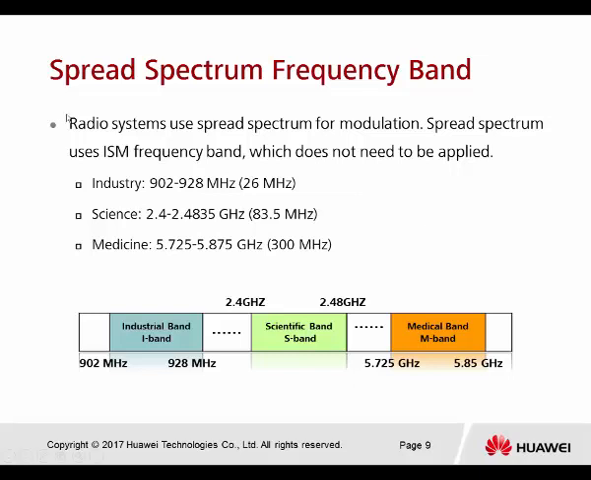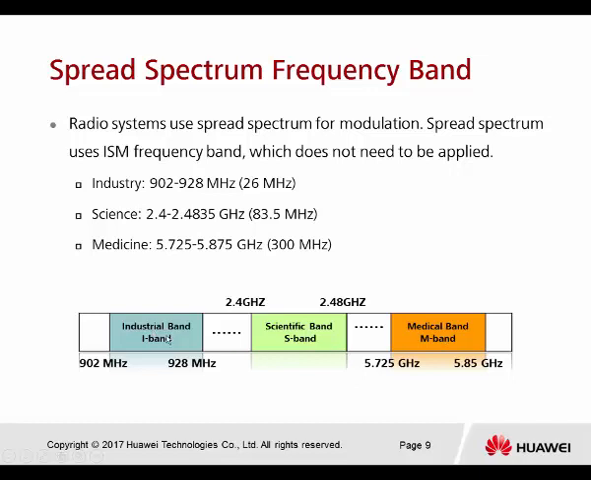So this is the frequency band. Yesterday I also gave some explanation about the ISM. ISM stands for industrial, scientific, and medical. All the bands here have their own range. So right now for the wireless, we're actually using the bands in the S band and also the M band.